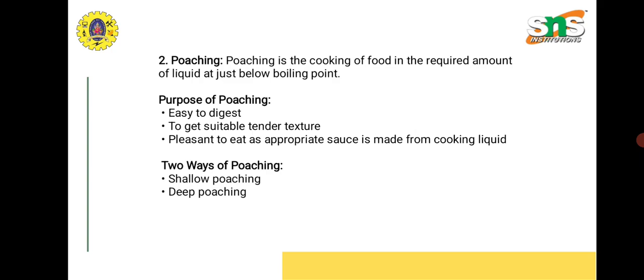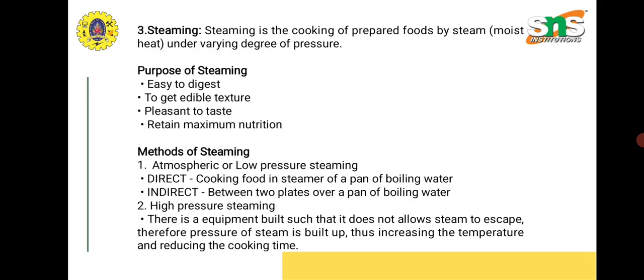Poaching is the cooking of food in the required amount of liquid at just below boiling point. Purpose of poaching: easy to digest, to get suitable tender texture, pleasant to eat as appropriate sauce is made from cooking liquid. Two ways of poaching: shallow poaching, deep poaching.